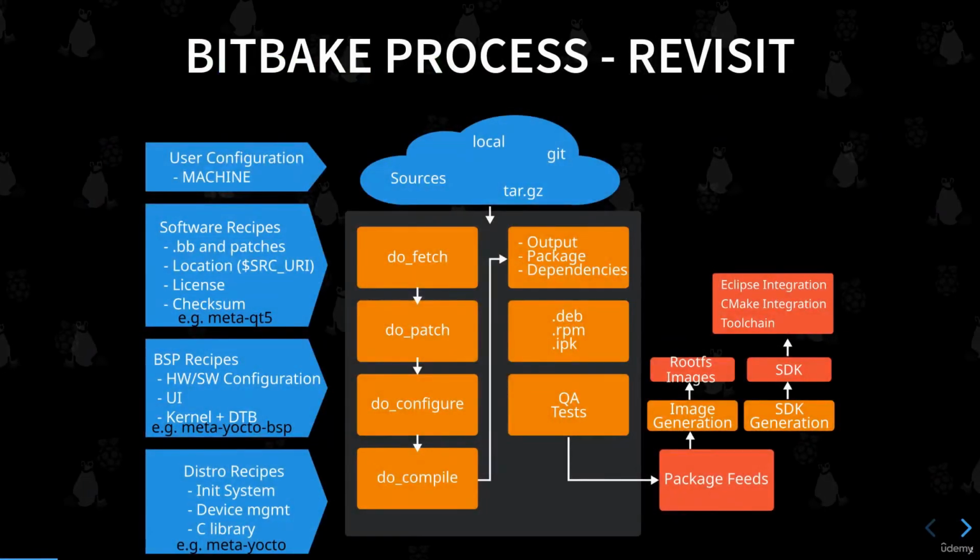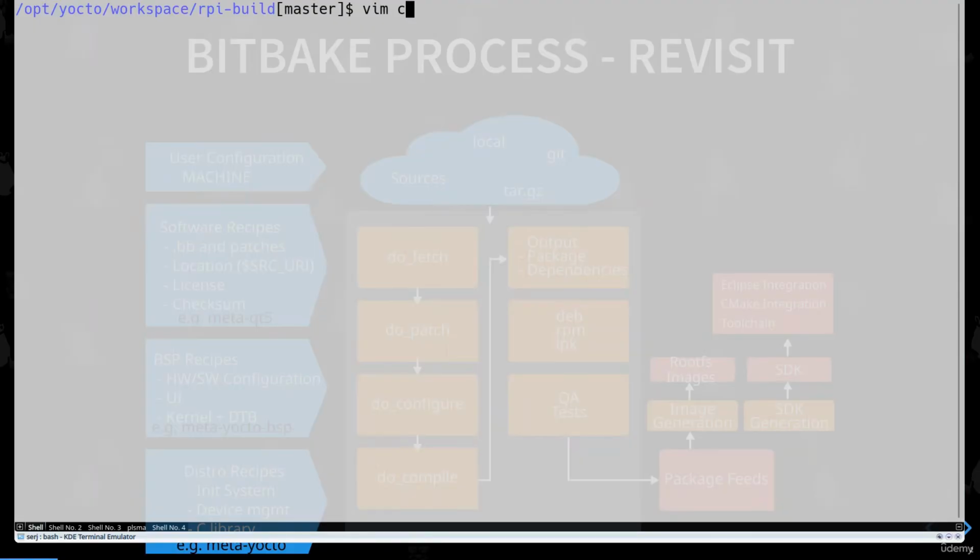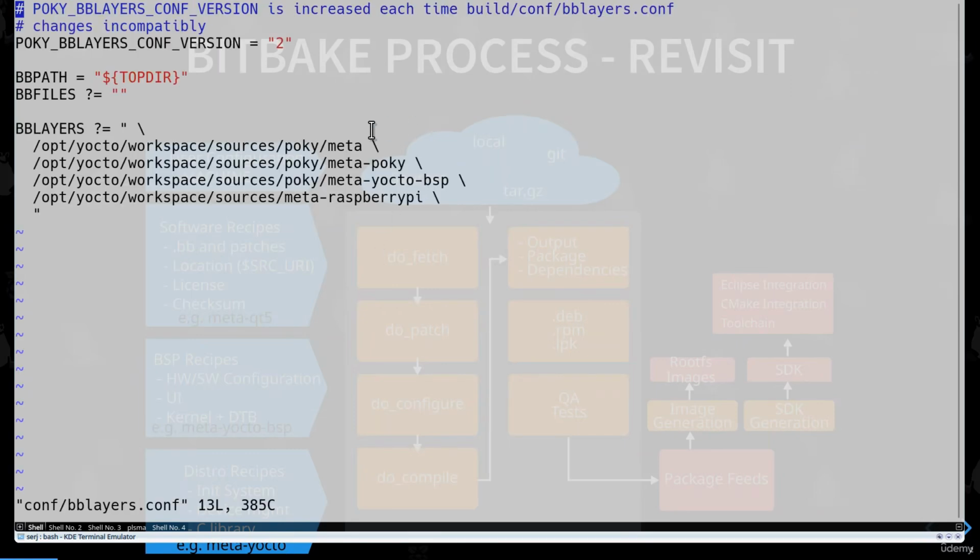Here is a diagram with which you might be starting to get familiar with. Let's take a second look at the Yocto project architecture and go through the general process Bitbake executes. Bitbake starts by searching the build directory for the conf/bblayers.conf file, which you can open. So this file contains a list of folders, and Bitbake will go through each of these folders and include the metadata that it finds in them.